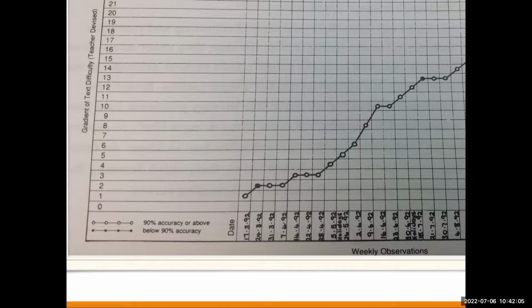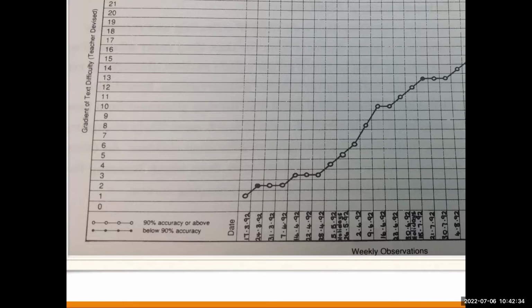Whatever leveling system you're using, it might be A, B, C, or 1, 2, 3, or whatever. So you put that on the side here. And then if they score at least 90 or above, you're going to draw a circle. That's good, right? If they score below 90% on accuracy, we're going to put a black dot. And that means we're not going to go on yet, because anything below a 90% accuracy is going to be considered too difficult for the child.